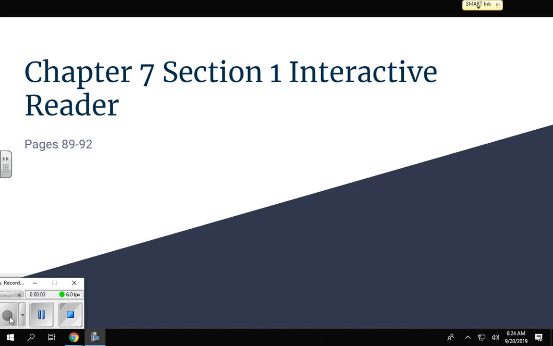Chapter 7, Section 1, Interactive Reader, pages 89 through 92. Resources and energy, mineral resources. Key ideas. As you read this section, keep these questions in mind.